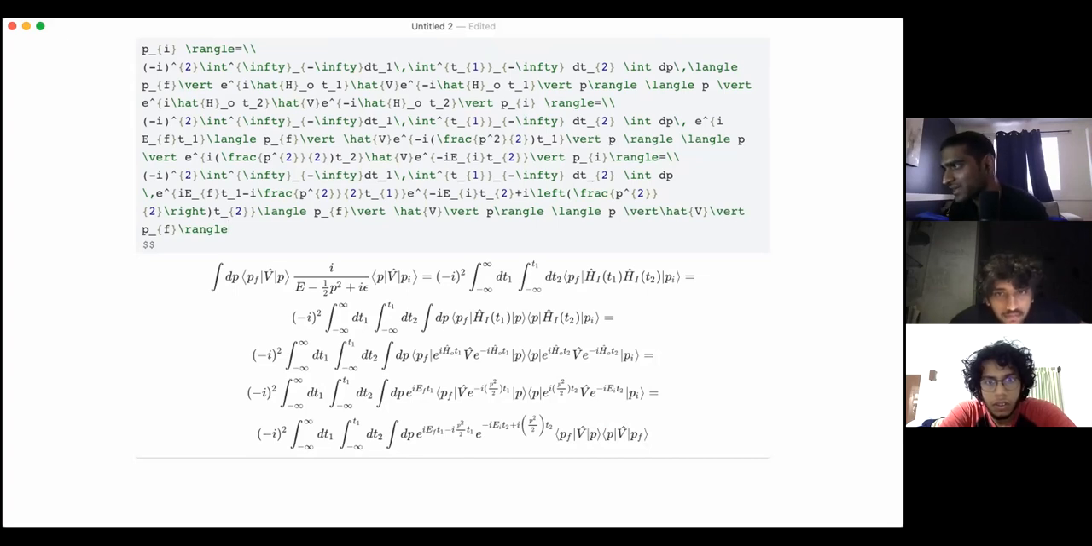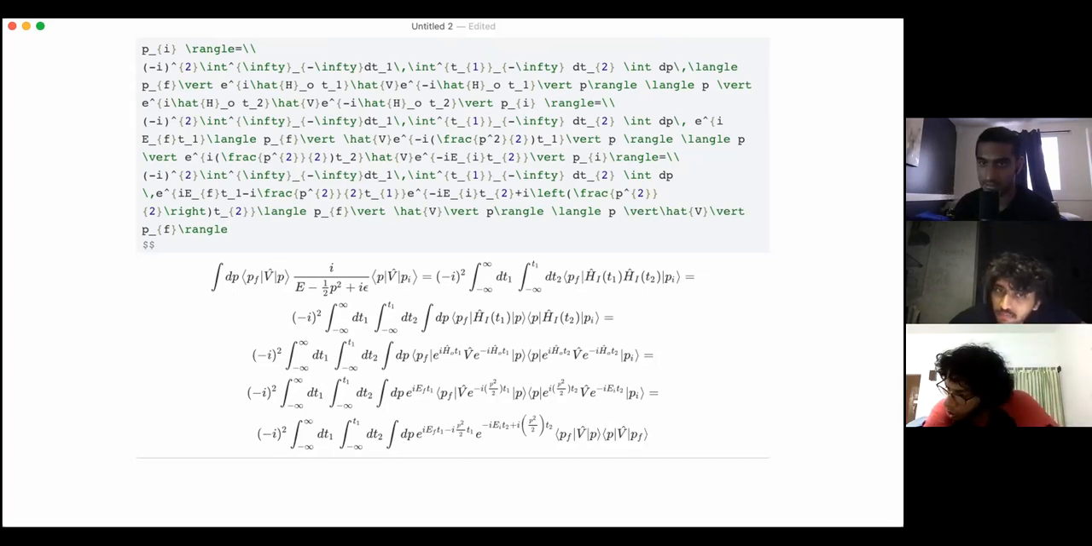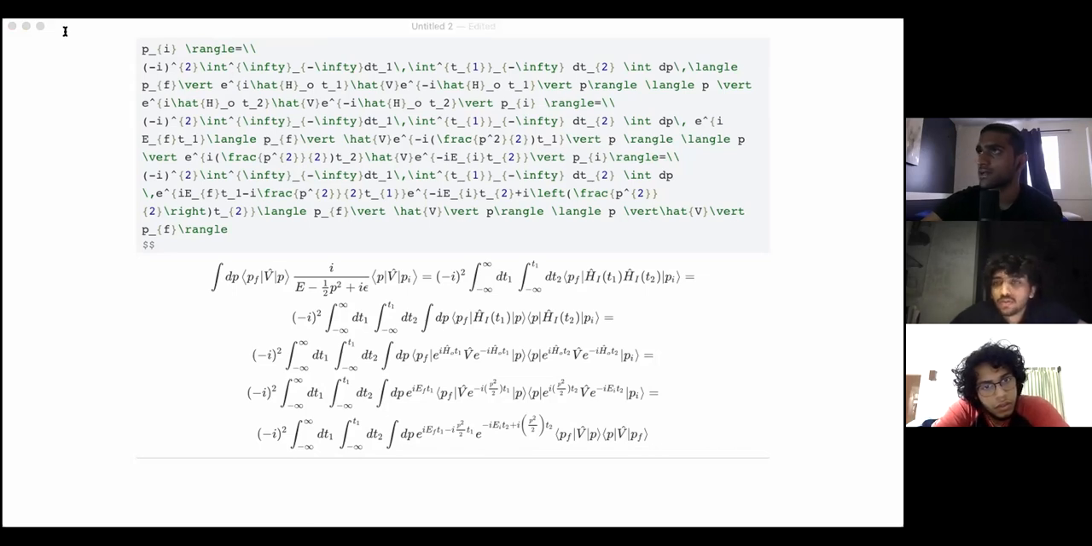So the T1 integral can be pulled straight in and done. The T2 integral is going to require a little bit of cunning. Isn't it the other way around, or is it? We could start with the T2 integral. So the T2 integral, what's it going to be? It's going to be this. And now we need some help, right?